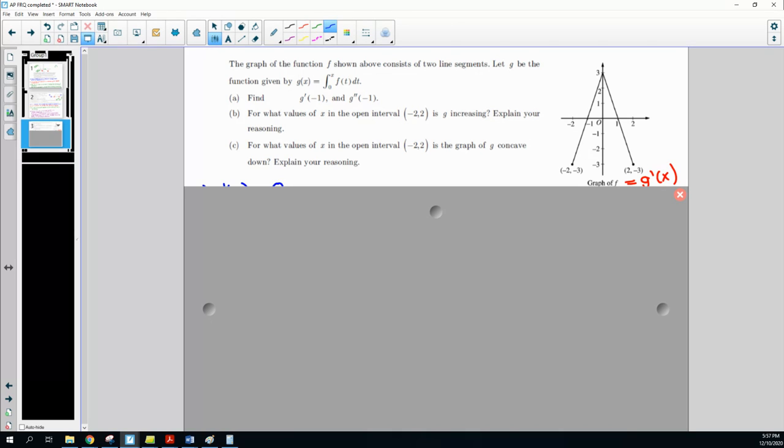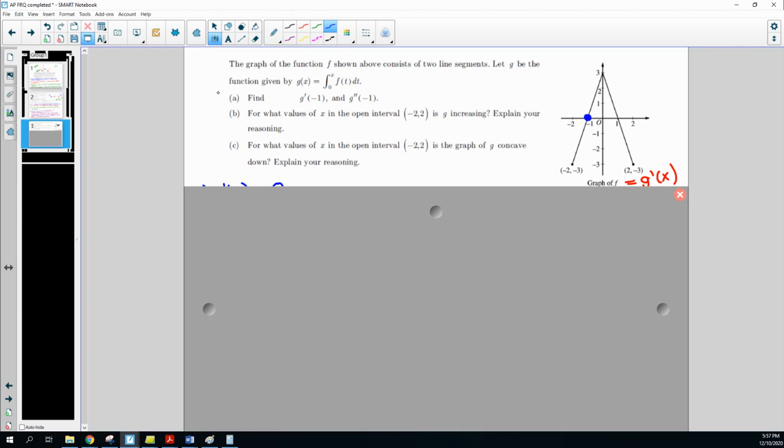So same thing that we've been dealing with. So find g prime of -1 and g double prime of -1. So if this is the graph of f, it is just the graph of g prime. This is the same exact thing. So g prime of -1, I'm going to use my graph. Because this is the graph of g prime, g prime of -1 is the value I see when x is -1, which is 0.